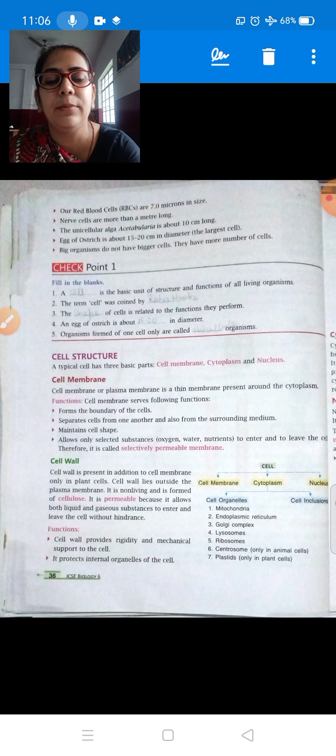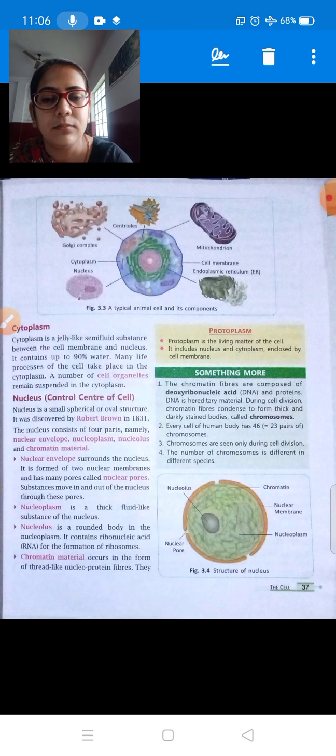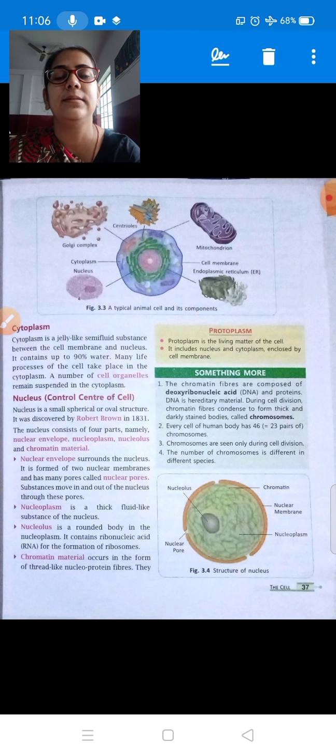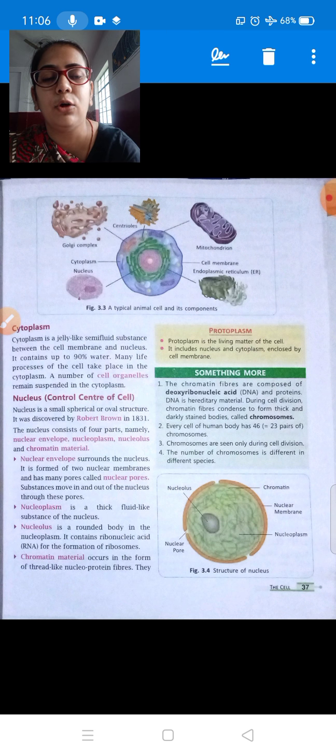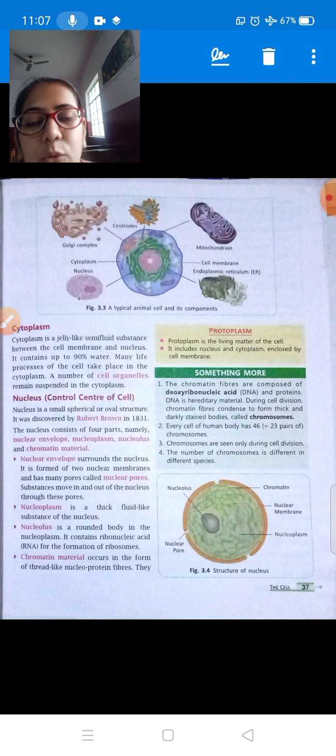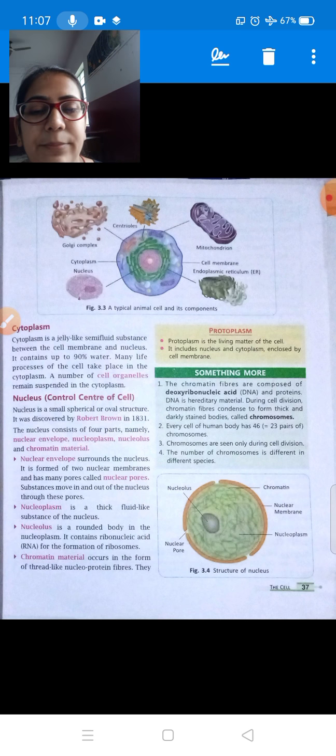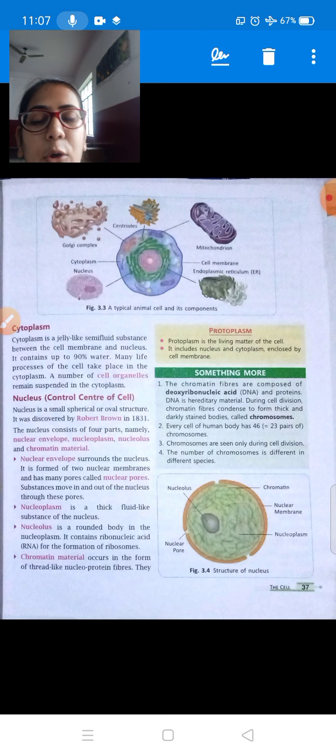Now you must be thinking, ma'am, what are cell organelles? Okay beta, I will tell you. As in our body many organs are present, like stomach, eyes, ears, intestine, nose, teeth, all the organs are present in our body. In the same way, inside our cells some small organs are present, which are called cell organelles. Because they are small, they are called organelles, and because they are present inside the cell, they are called cell organelles. So who provides protection to the cell organelles? The cell wall and cell membrane provide protection to the cell organelles.